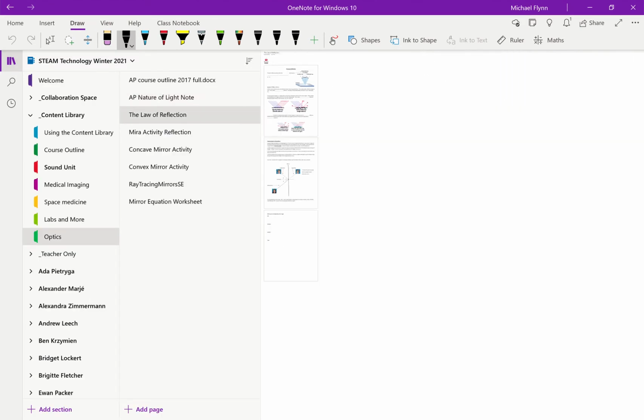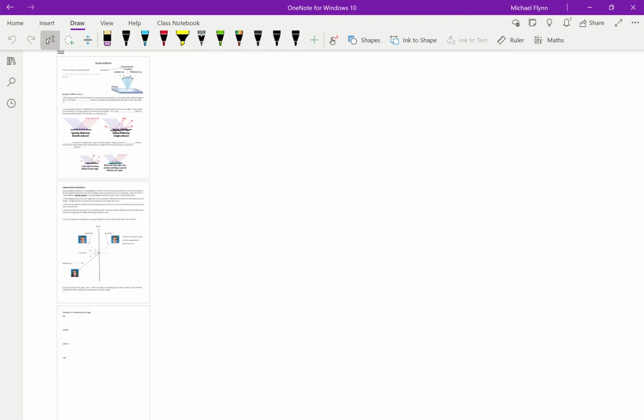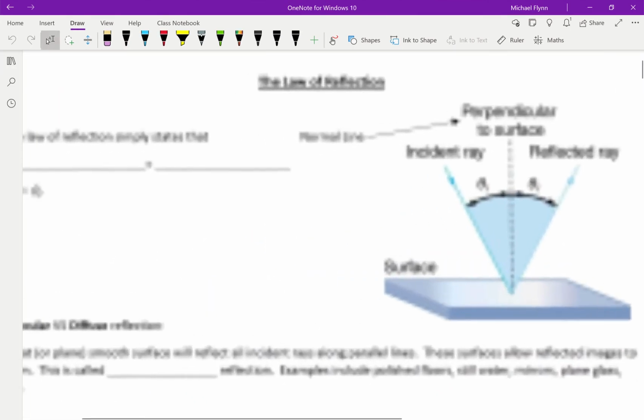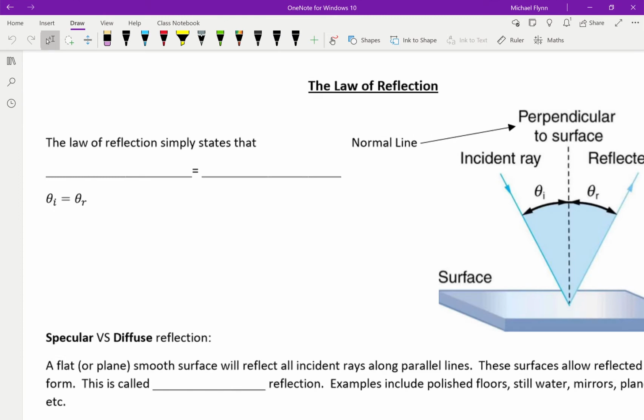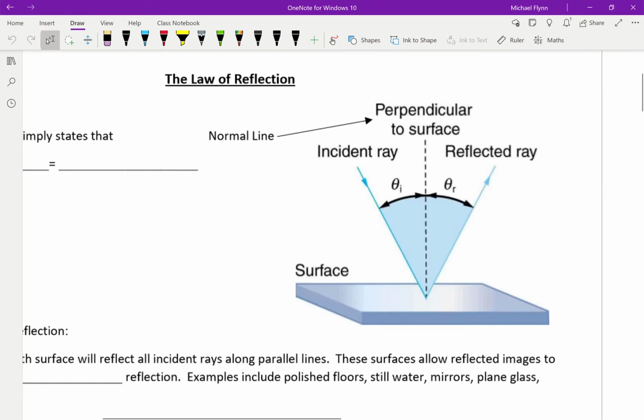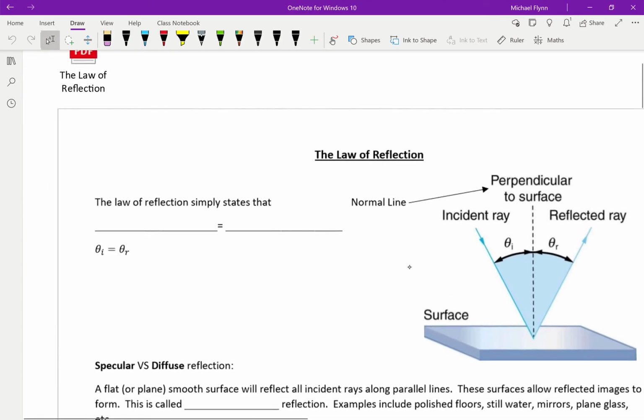I got one more thing for you, and this one won't take very long. Law of reflection. Very simple. When light bounces off of a mirror or something like that, the angle of incidence, that means the angle of the light coming in, equals the angle of reflection. And that's it. That's the law of reflection.